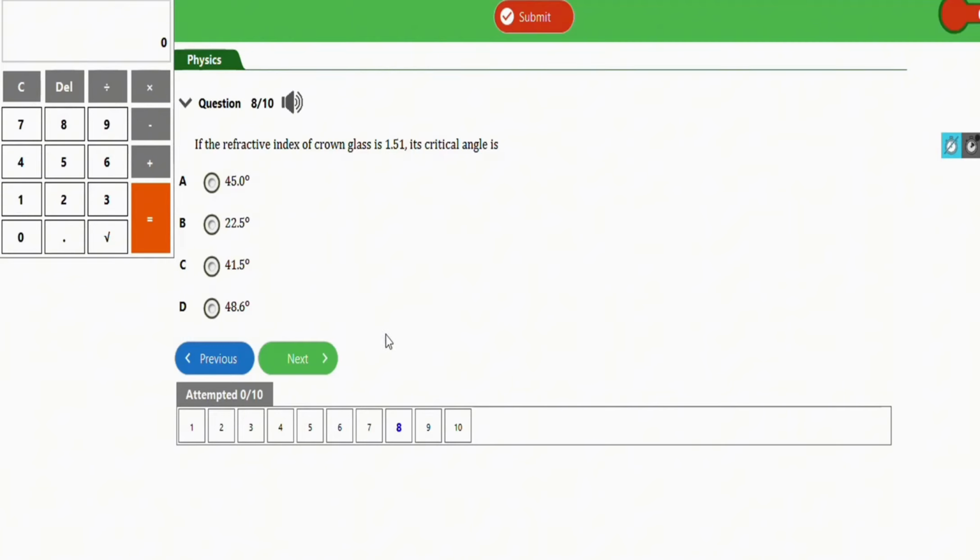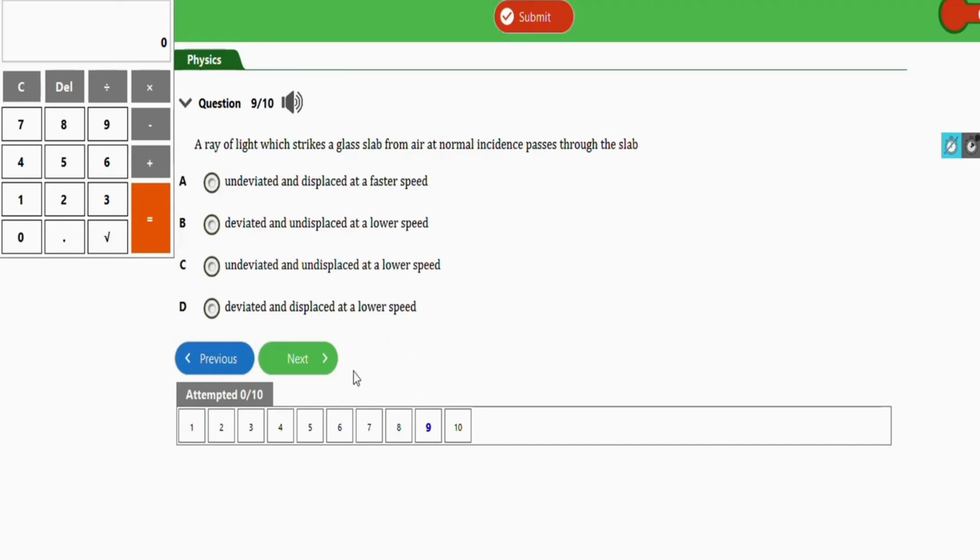The next repeated question will be this question. It says a ray of light which strikes a glass slab from air at normal incidence passes through the slab. We have option A, undeviated and displaced at a faster speed, deviated and undisplaced at a lower speed, undeviated and undisplaced at a lower speed, deviated and displaced at a lower speed. Guys, the correct option in this question will be option C, which is undeviated and undisplaced at a lower speed.